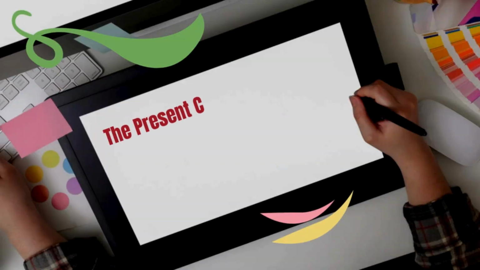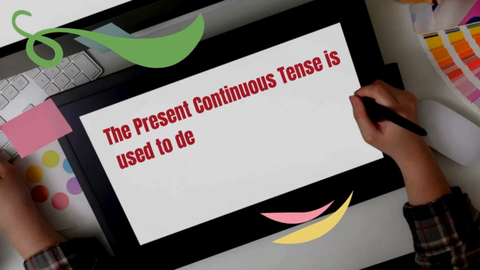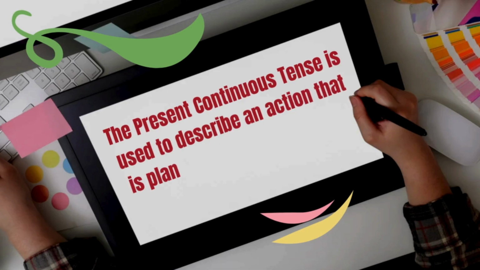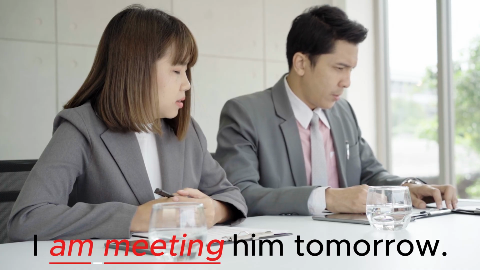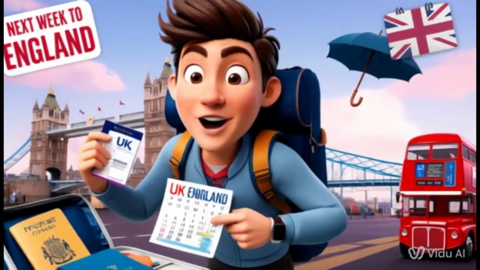The present continuous tense is also used to describe an action that is planned to take place in the near future. And the two examples are: I am meeting him tomorrow. He is going to England next week.